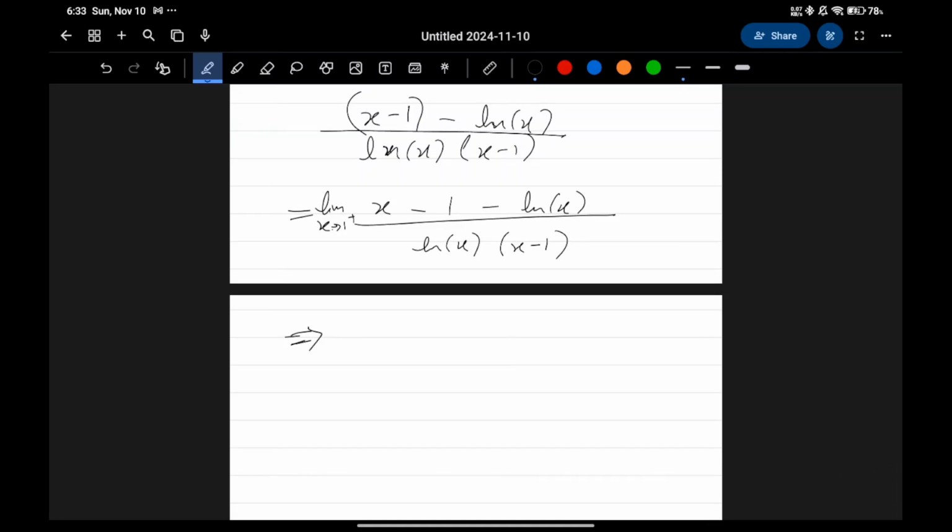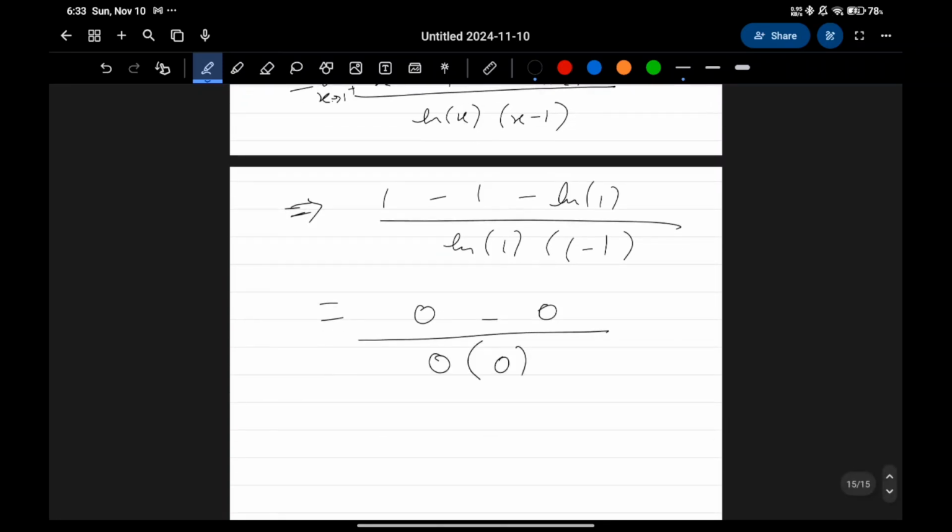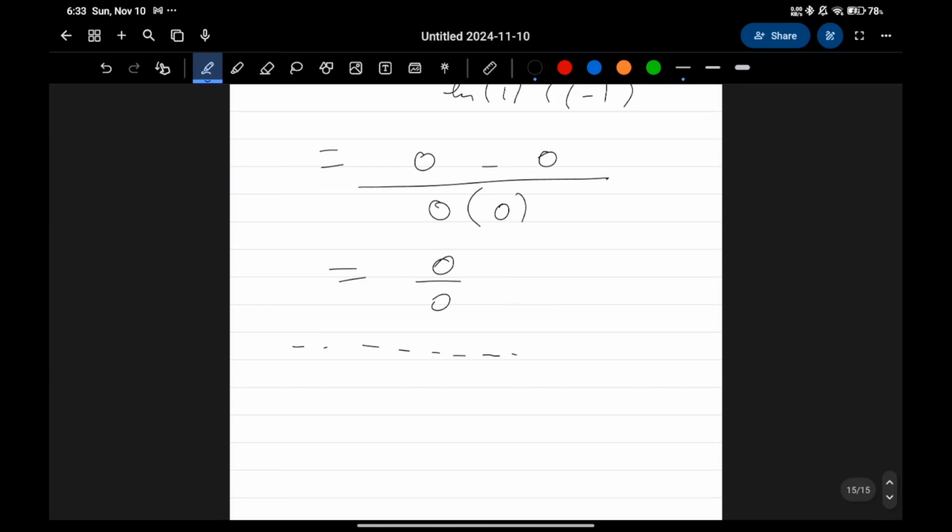Alright, so now let's plug in the 1 over here. 1 minus log of 1 over log of x minus 1. I mean 1 minus 1. So this becomes 0 minus log 1 to any base is 0, over 0 times 0, which is 0 over 0. And 0 over 0 is a L'Hopital's form. So we will write over here, because it is of the form 0 over 0, we can now use L'Hopital's rule. Never ever use it without that explanation.